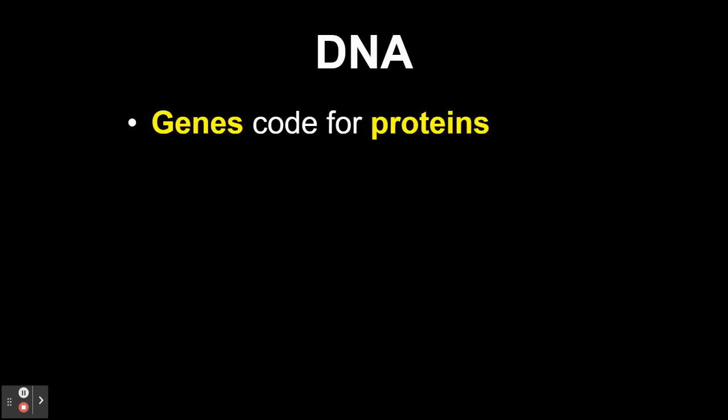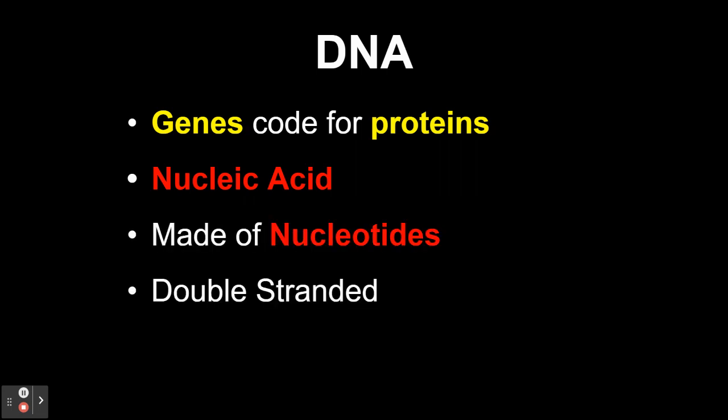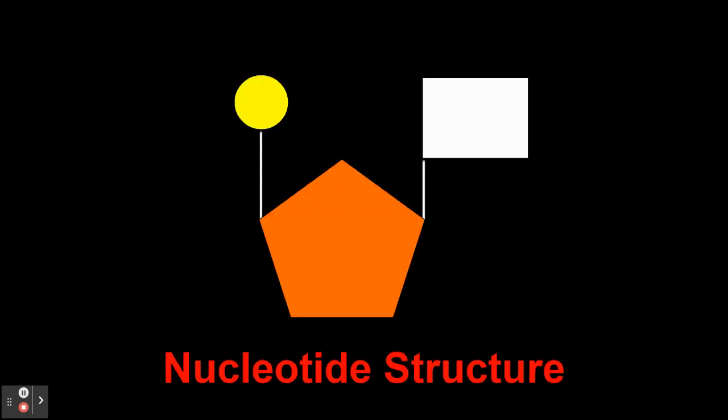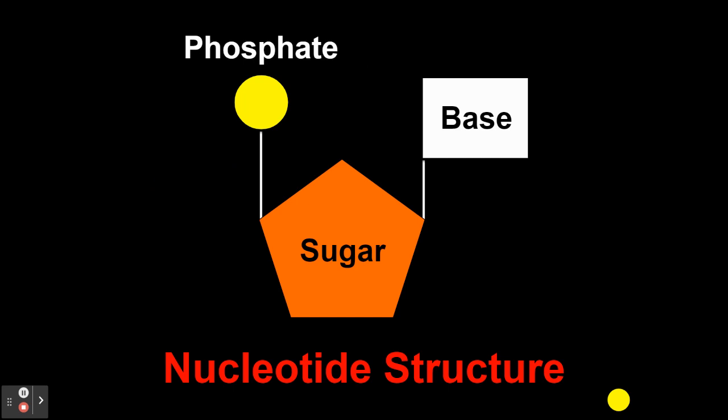All right, so remember that genes are sections of DNA that code for proteins. DNA is a nucleic acid, so it's made of nucleotides, and it's double stranded and a double helix. Here's a nucleotide. So we've got the sugar, the phosphate, and the base. And remember, it's the bases that make the code.